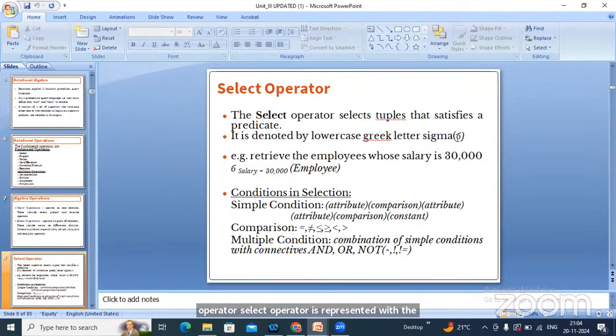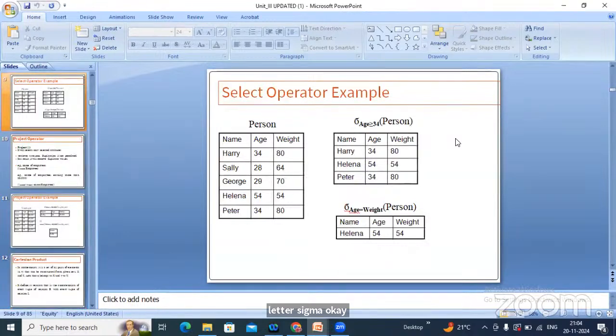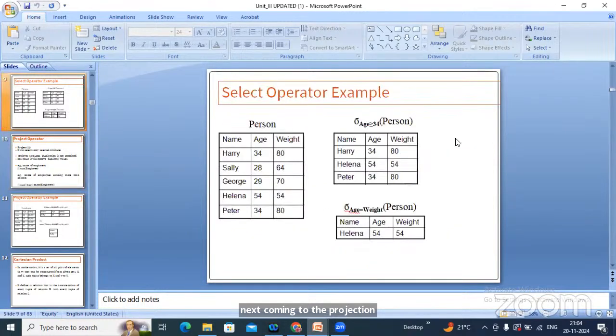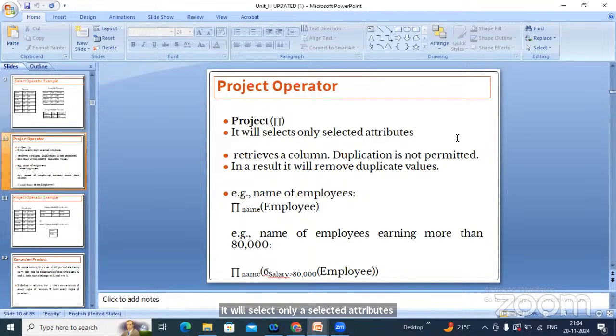Next, coming to projection. It will select only selected attributes. Select will select all the tuples, whereas projection selects only selected attributes, so it retrieves a column. Duplication is not permitted here. In the result, it will remove the duplicate values. So the syntax is projection, condition, relation.